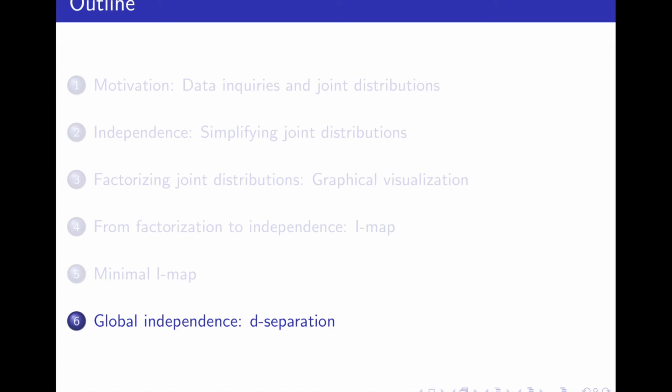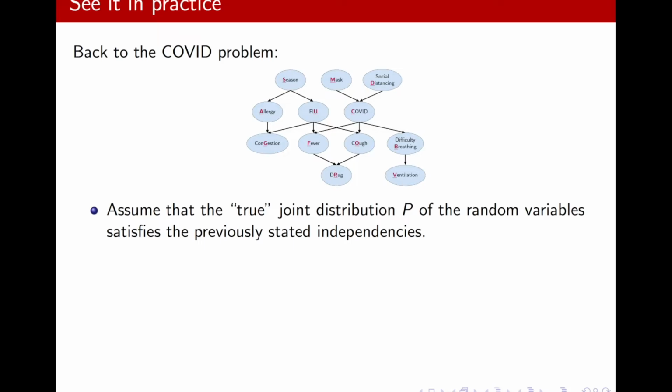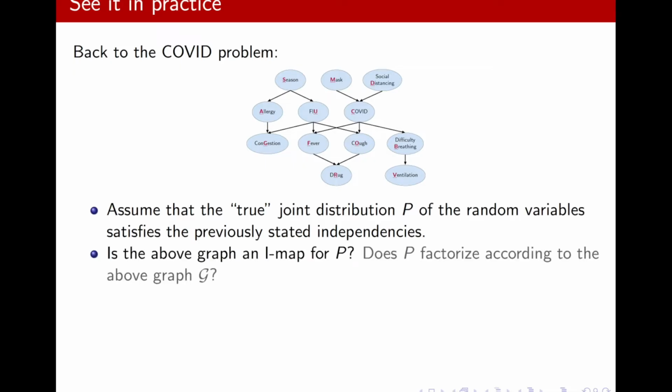Welcome to Section 6, Global Independence D-Separation. Back to our sit-in practice example, the COVID example with 12 variables. We said just assume that the true joint distribution P of the random variable satisfies the previously stated independencies, the IP that was stated. And the first question was whether the above graph is an IMAP for P, meaning that P factorizes according to the above graph, and we saw that the answer is yes.